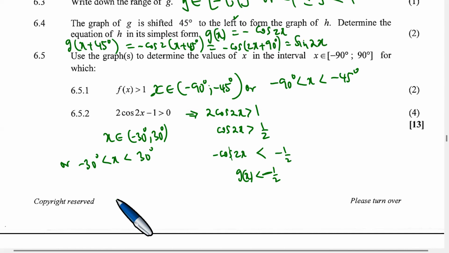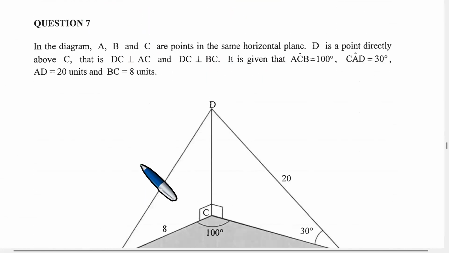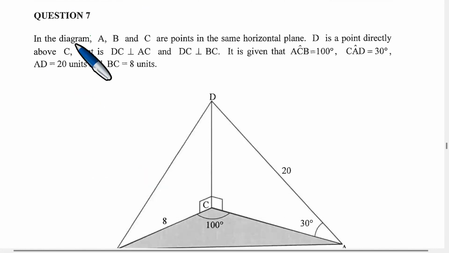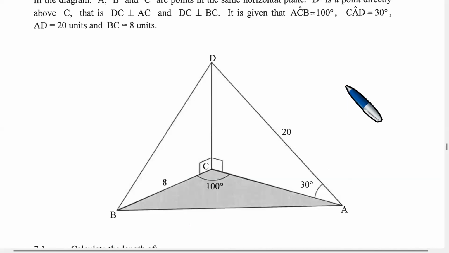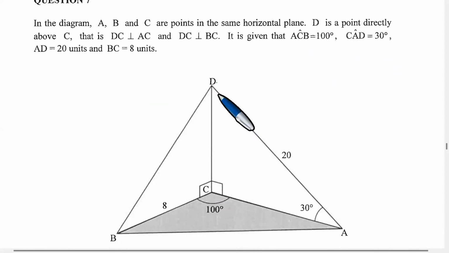Let's just continue a little bit and finish off this question. Question 7. In the diagram, A, B, and C are points in the same horizontal plane. A, B, and C are on the ground. D is a point directly above C. That is, DC is perpendicular to AC, and DC is perpendicular to BC.